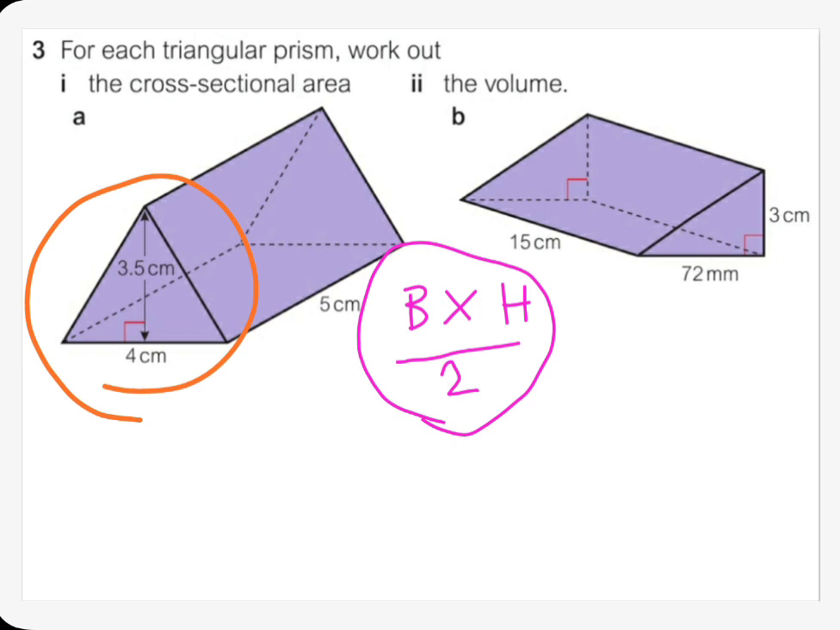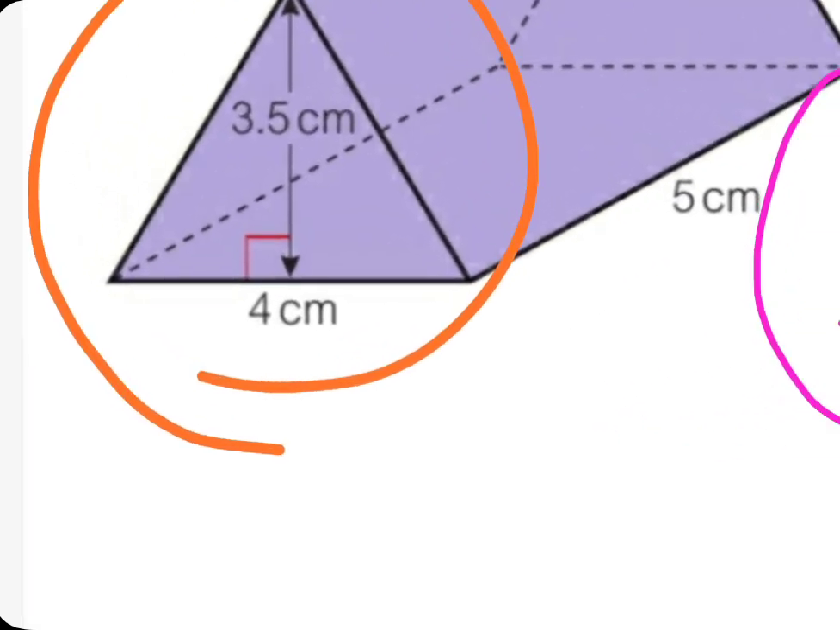Now which one is the base here? Very good. 4 is the base. And which one is the height? Good job. 3.5. And both of them are in centimeters. And because they have the same unit, we can go ahead and multiply the base by the height and then divide it by 2. Now, if they don't have the same unit, we have to make them the same.